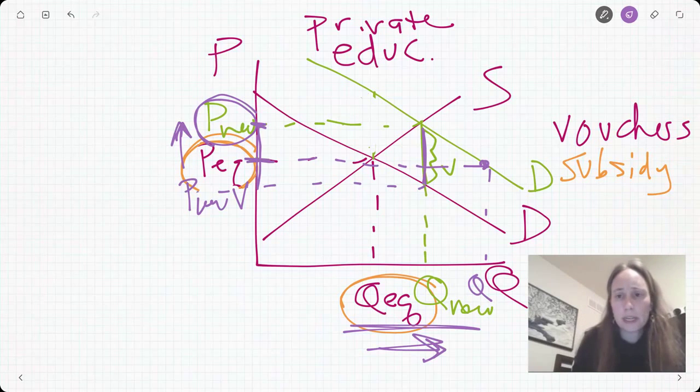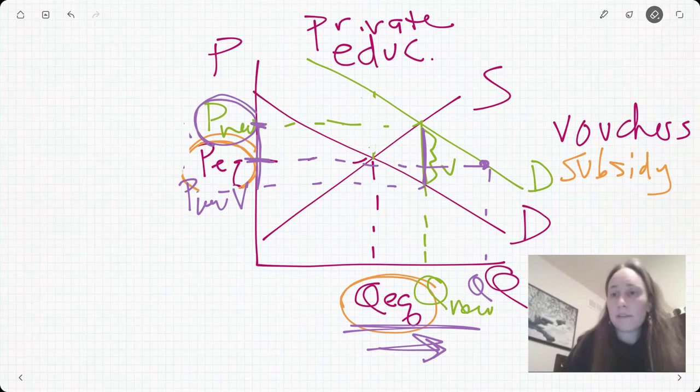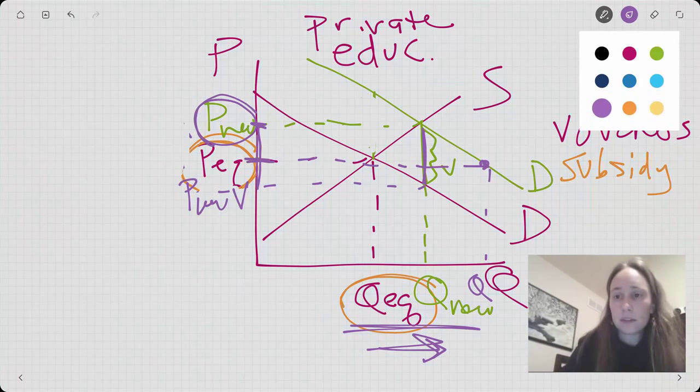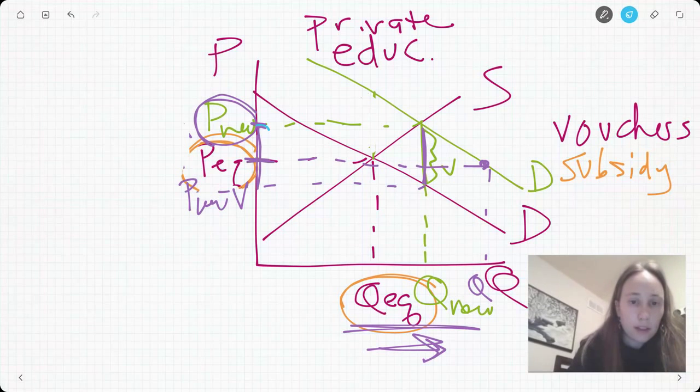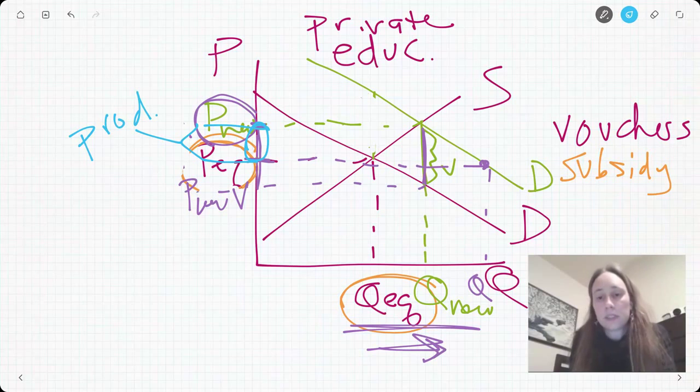And so what we can do here is divvy up the change and show that the consumers benefit and the firms benefit as well. Specifically, this new higher price, we'll call this increase in price a benefit that accrues to the producers, in this case the schools. The schools get to charge a higher price and they benefit.